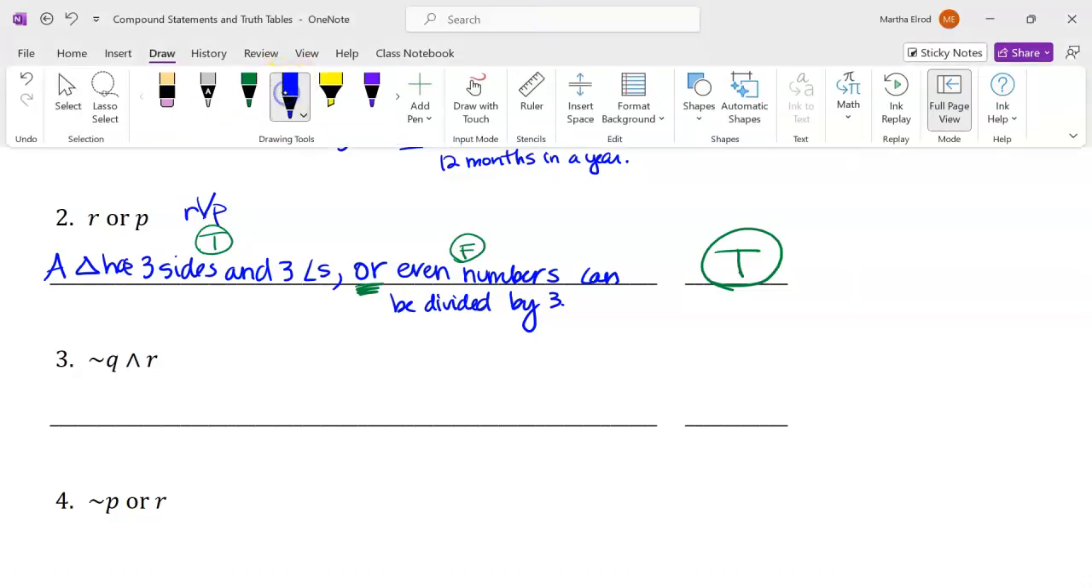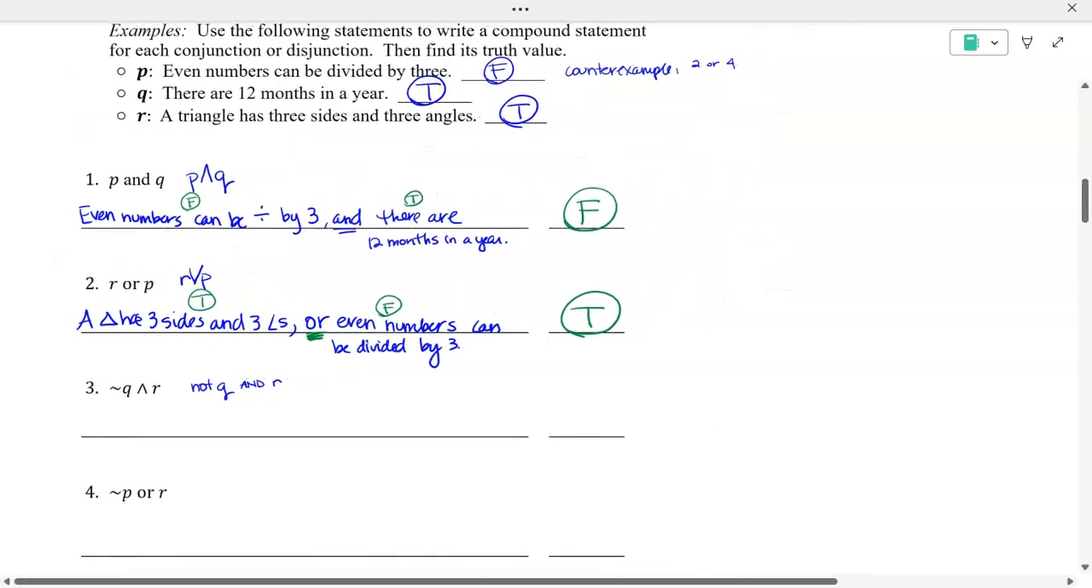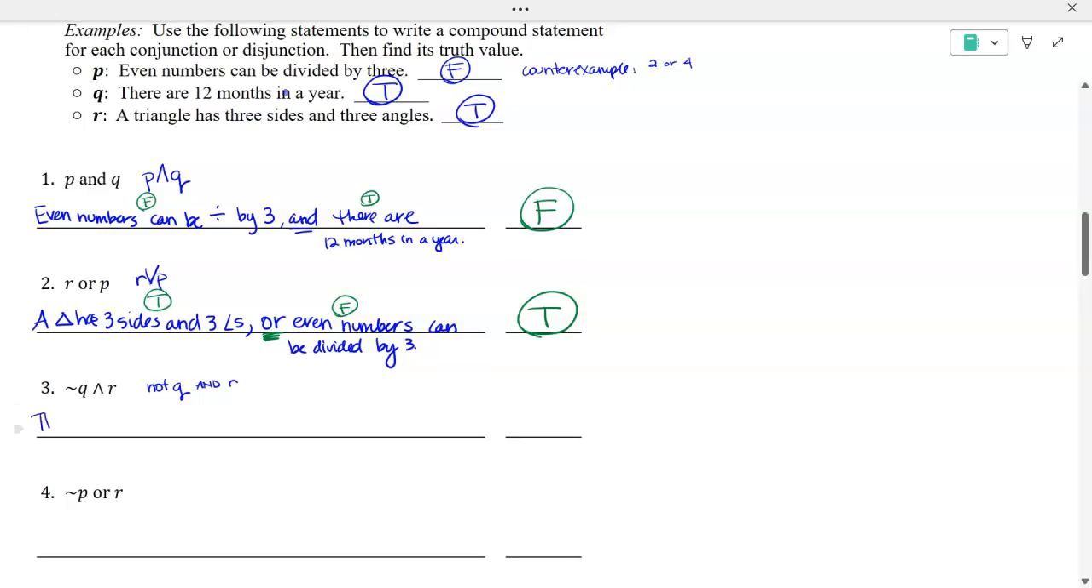Now, do you remember what the little squiggle means right here? It means not. So this is saying not Q, and the upside down V means and, not Q, and R. So let's talk about how we could write this. Not Q would be there are not 12 months in a year. And a triangle has 3 sides and 3 angles.